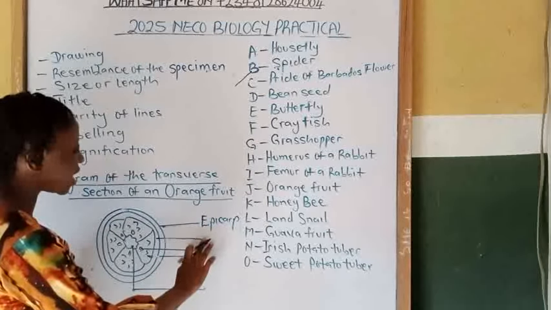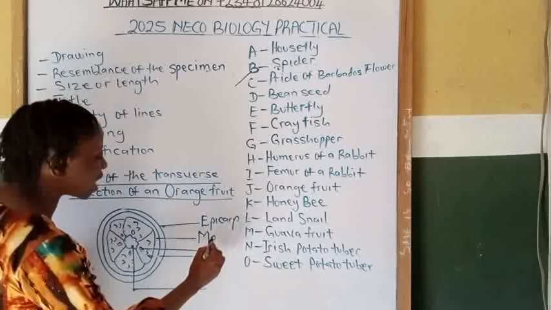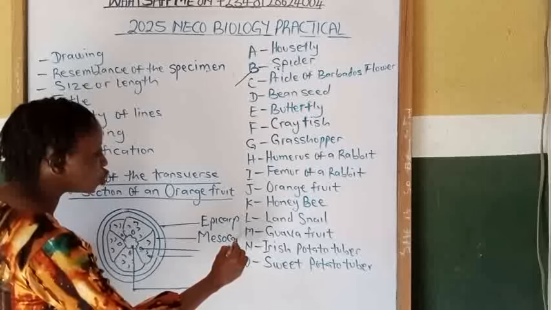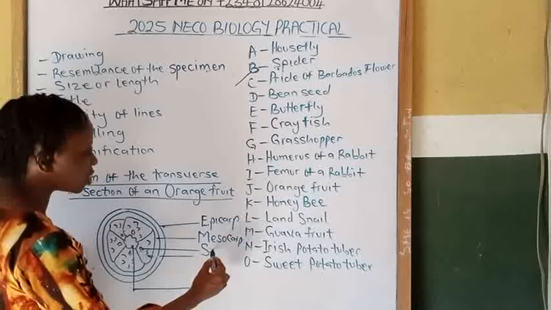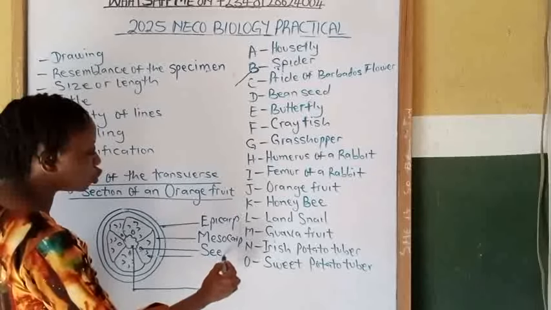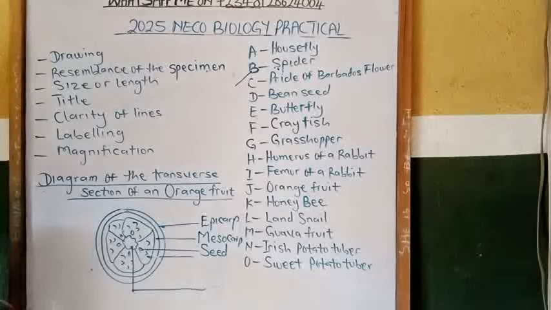So my second layer is mesocap. Mesocap. So the M will start with capital letter. So the next one is seed. Your S must start with what? With capital letter. And so on. So that is that about labeling.